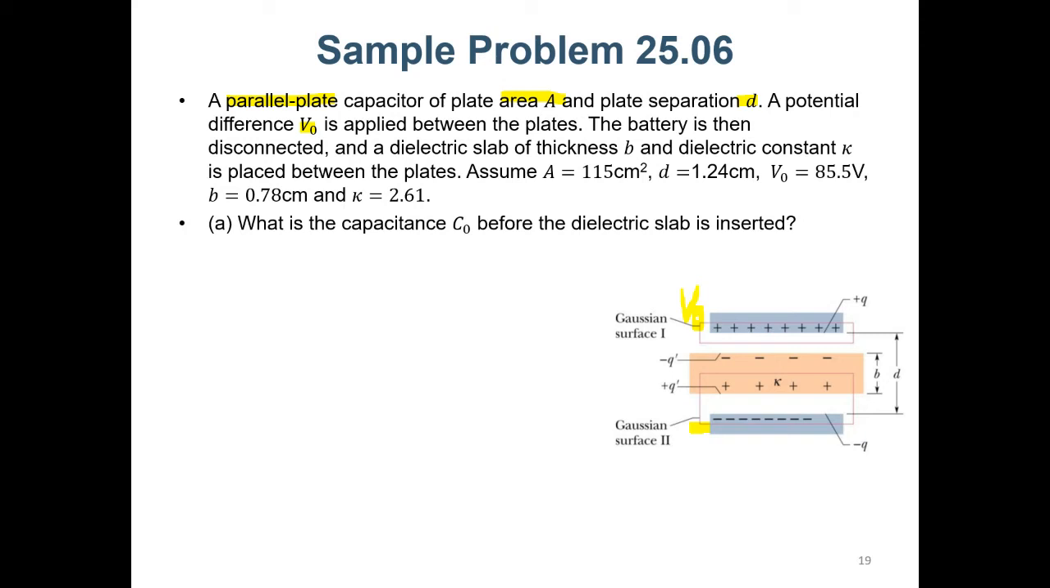So the battery is then disconnected, and a dielectric slab of thickness B, which is smaller than D, you can consider B is this one, this orange one is the dielectric slab, which is smaller than the separation of the capacitor D. And the dielectric constant kappa is placed between the plates, assuming that A is given, D is given, V0, B, kappa.